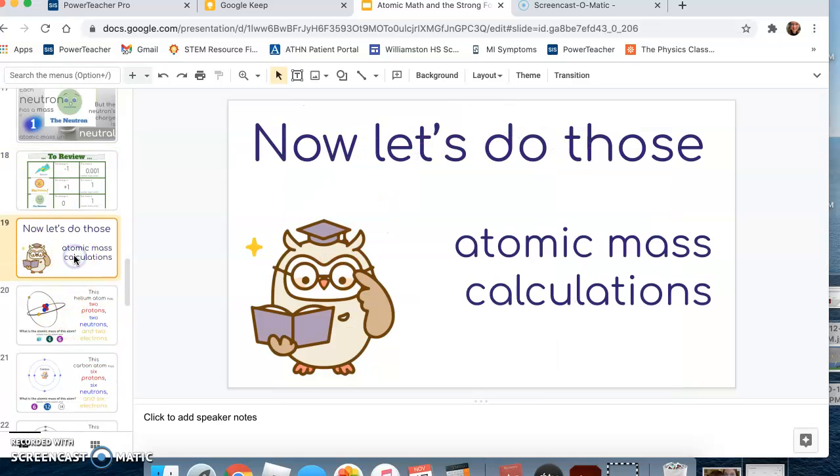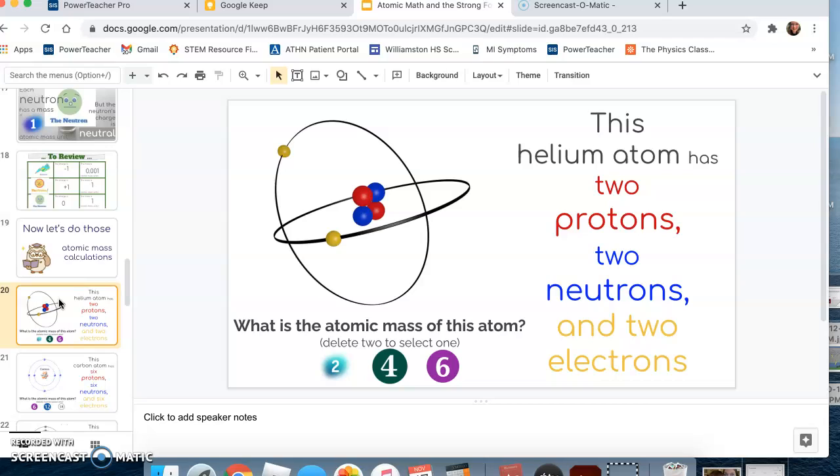So now let's do some atomic mass calculations. This helium atom has 2 protons, 2 neutrons, and 2 electrons. Think about it. How much atomic mass is that going to have?